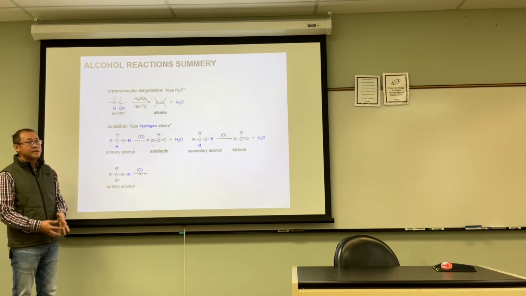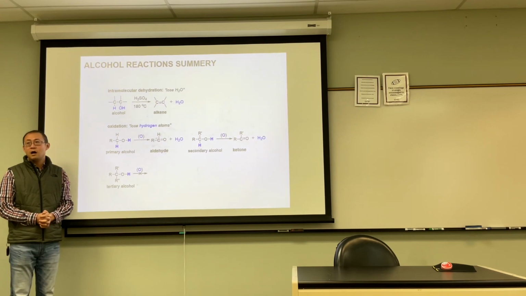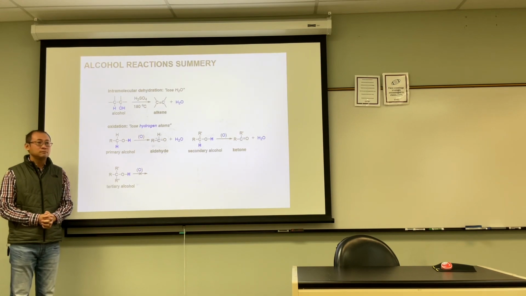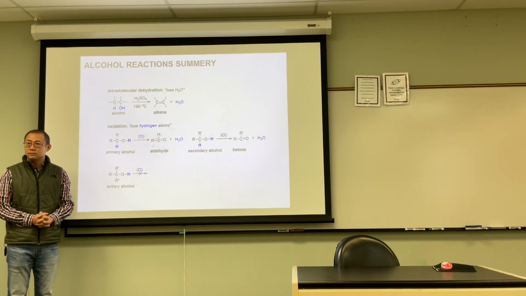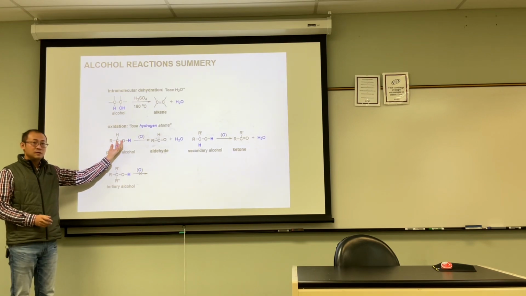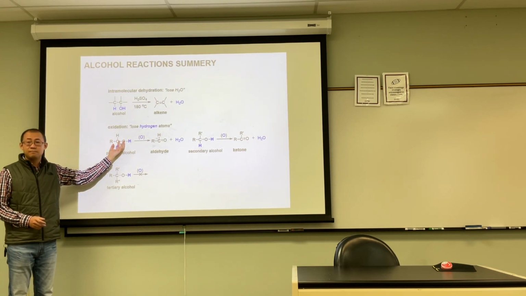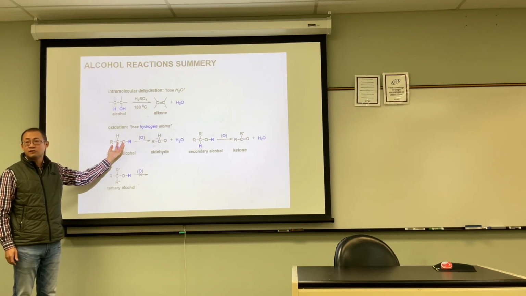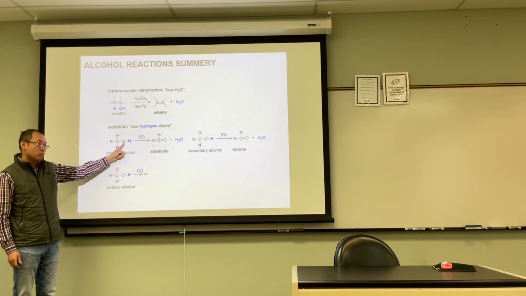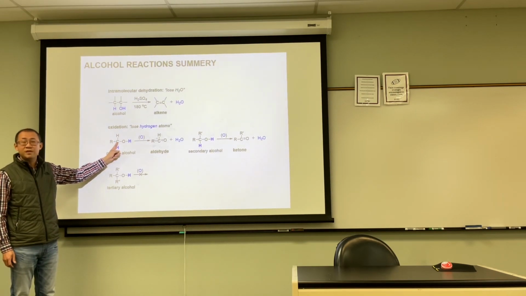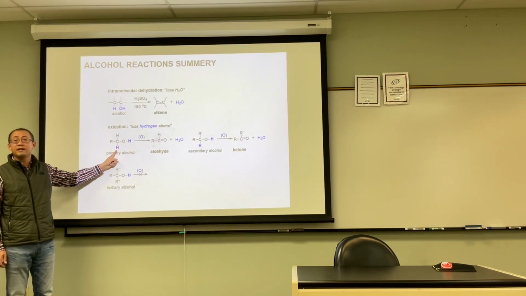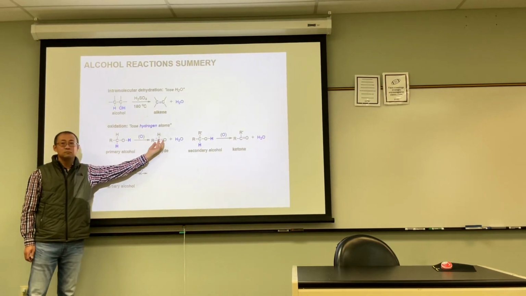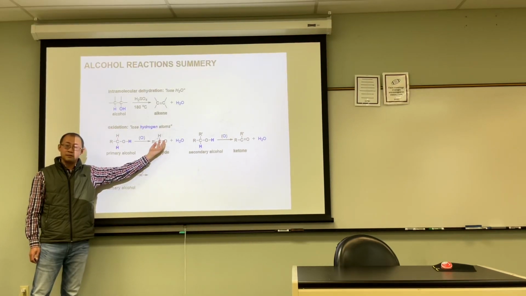Another reaction is called oxidation. We're removing hydrogens from the structure of an alcohol. Those two hydrogens are from the O and the C. Again, you can see those two atoms are next to each other, adjacent atoms, the O and the C. You're removing the hydrogens from these two atoms, and then you create a CO double bond.